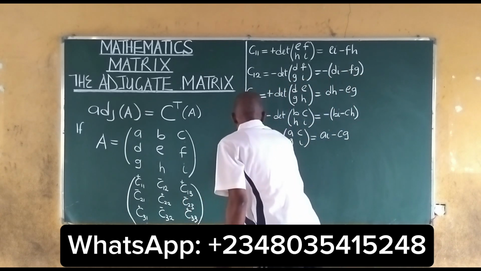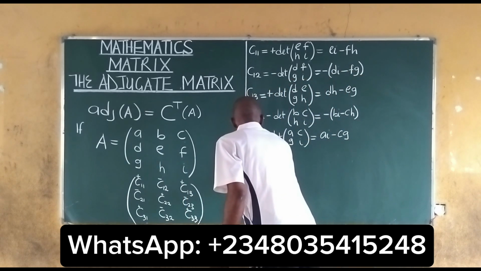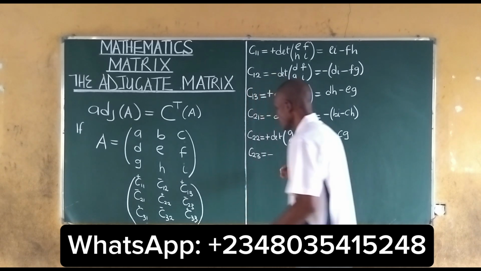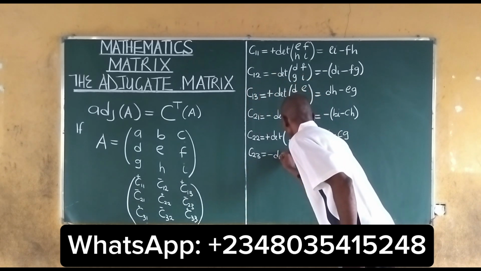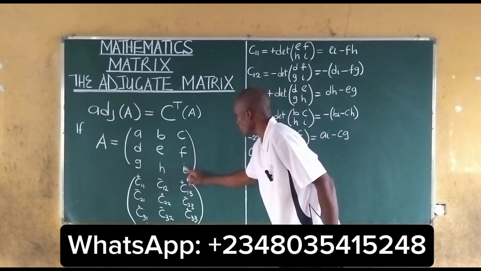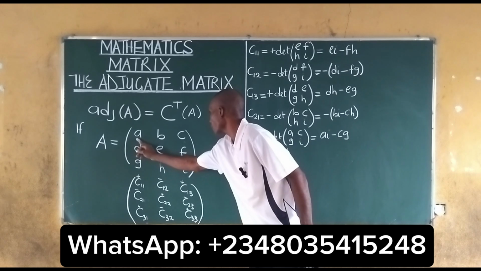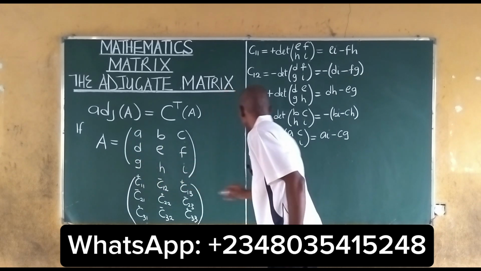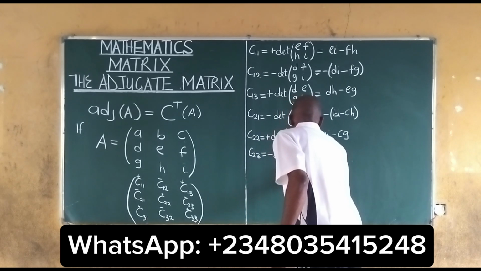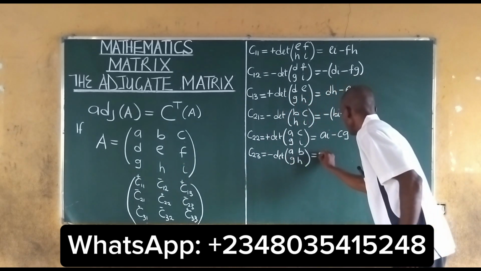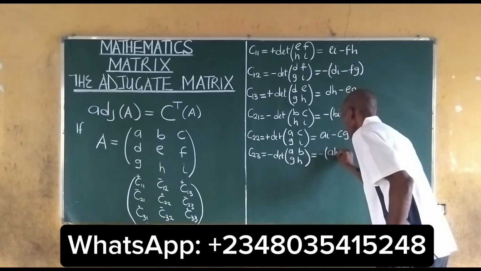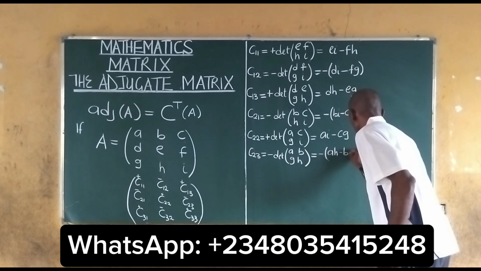Also, for C23, there is a negative sign. So we have negative determinant of C23, which is this. We ignore the whole of this row and the whole of this column. So we have A, B, G, H, which is equal to negative AH minus BG.